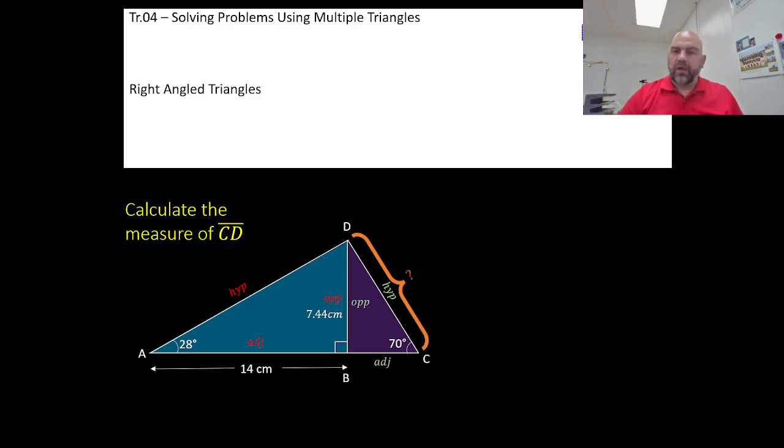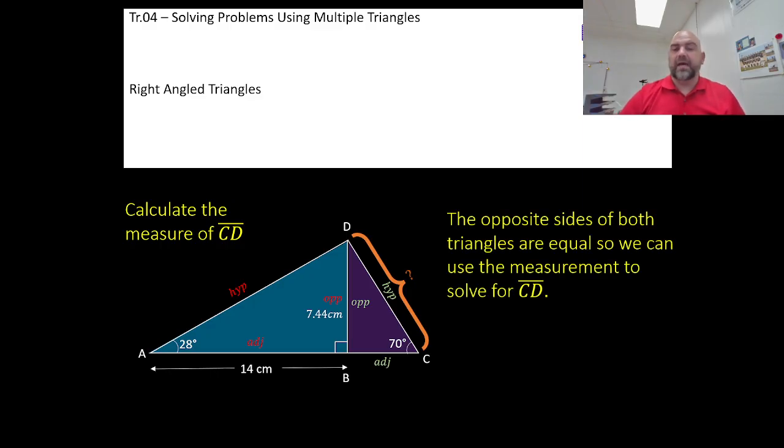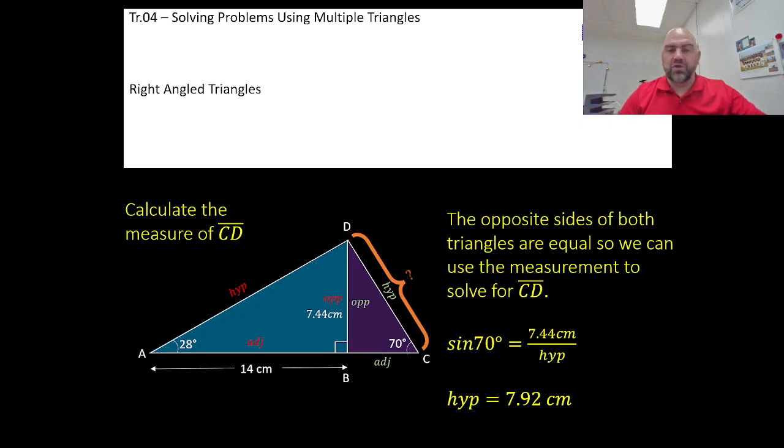All right, now we know the opposite side of the blue triangle, which means that the opposite side of the purple triangle is exactly the same. So the purple triangle also has a measurement of 7.44 centimeters. So we know the opposite side now, and we can find the hypotenuse. We're going to use sine for that. You'll notice I have the 7.44 centimeters in my equation, but in my calculator, I'm keeping the continuous decimals in there. So I'm going to start with that, 7.44, times 1 divided by sine of 70, and I'm going to get an answer of 7.92.